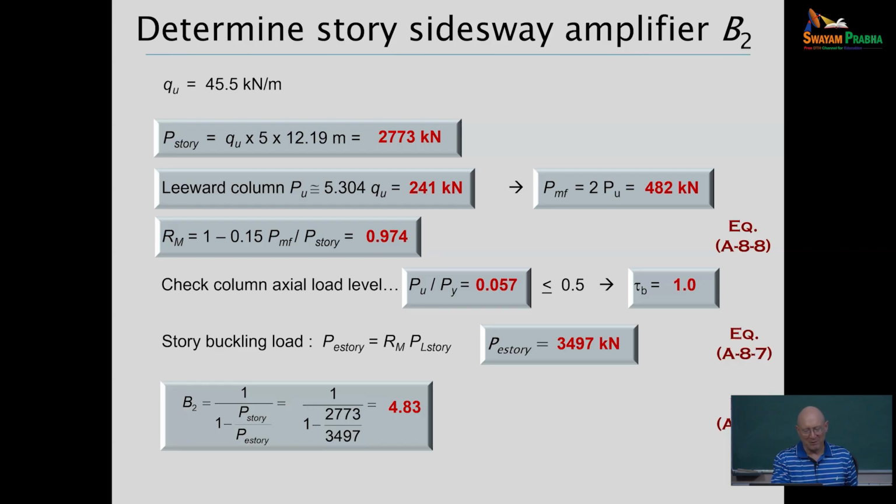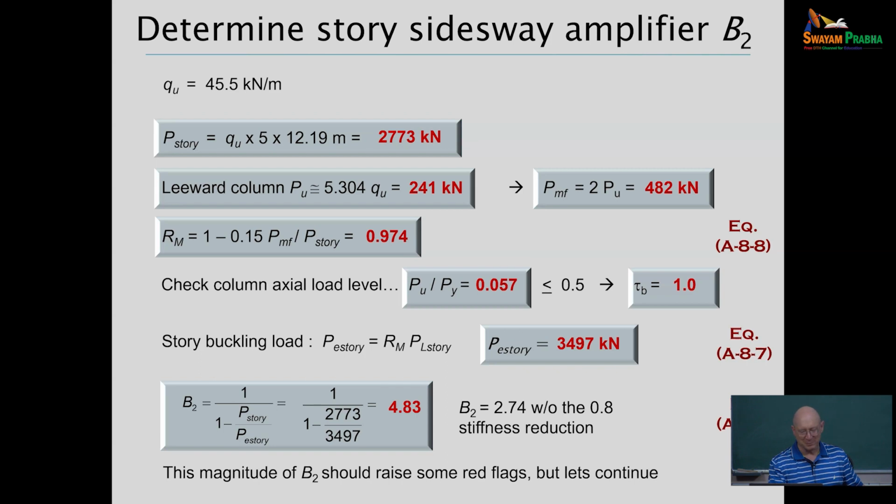And we get 4.83 with this reduced stiffness. So holy smokes, that is a huge amplifier. Are you serious? Okay. If you do the analysis of this frame with nominal stiffness, you get 2.74. And those of you in practice would say, I would never want to design a frame that's working like this. Well, with some of these modular frames, that's the economical design. All right, so this should kind of raise some red flags, but let's continue.